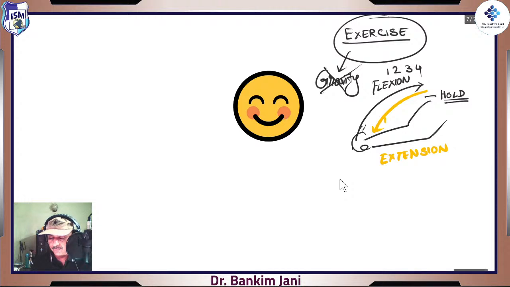So now you will say 1, 2, 3, 4, 5, 6, 7, 8. So you did it like 1, 2, 3, 4, hold for 1, 2, and then start the return journey. 1, 2, 3, 4, 5, 6, 7, 8, and then repeat. Right now, after completion of this session, just take a 1 liter water bottle and try to do the exercise this way.